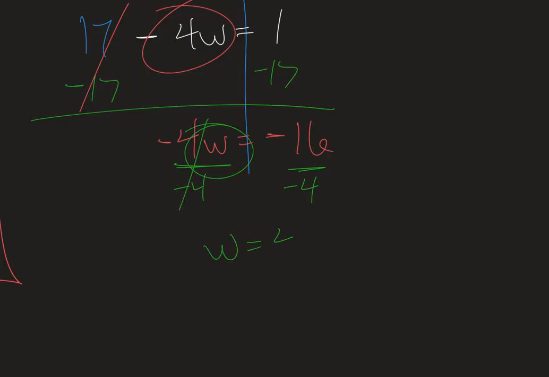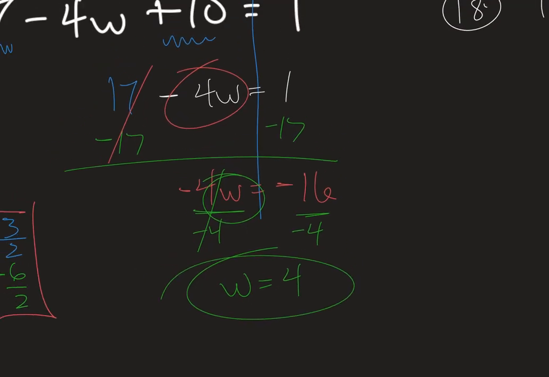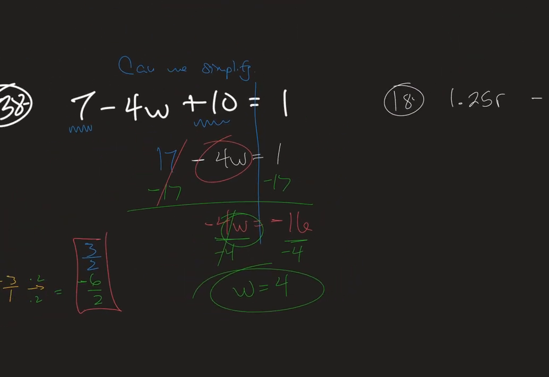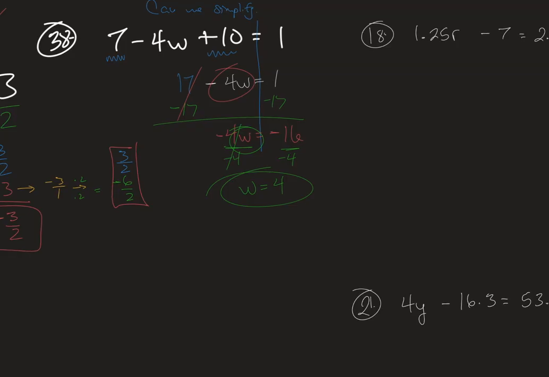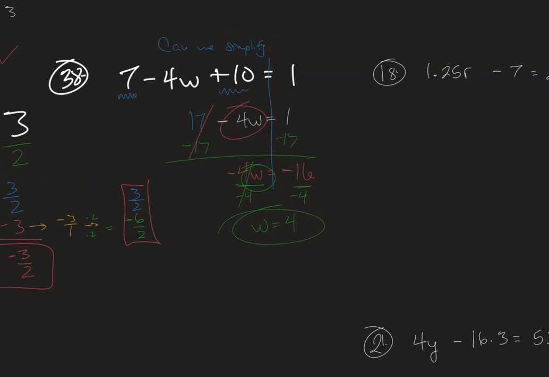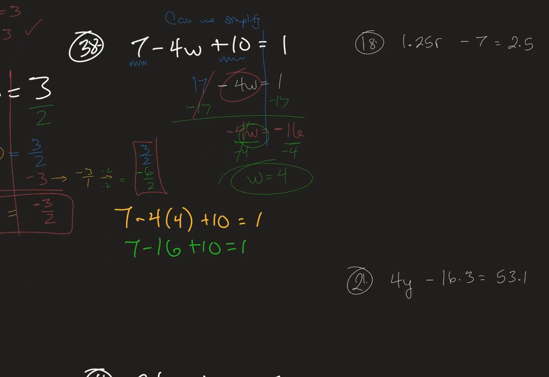W equals 4. So let's plug it in and find out if we're right. 7 minus, hold up. 7 minus 4 times 4 plus 10, does that equal 1? Well, 7 minus 16 plus 10, does that equal 1? Well, 7 minus 16 is negative 9. Negative 9 plus 10 is 1. Does 1 equal 1? Yep, it does.